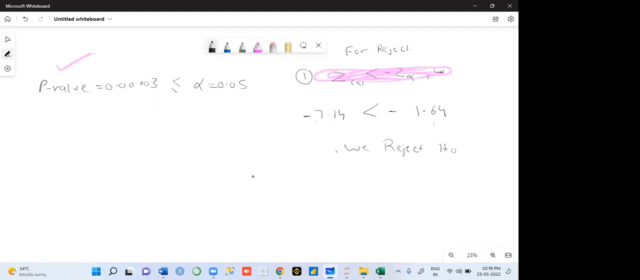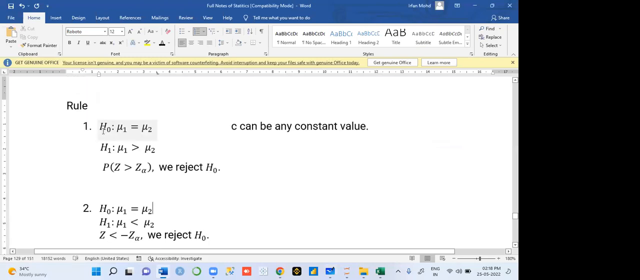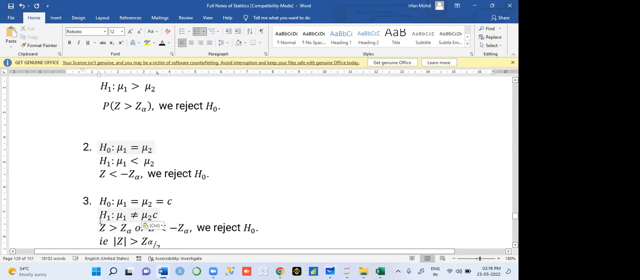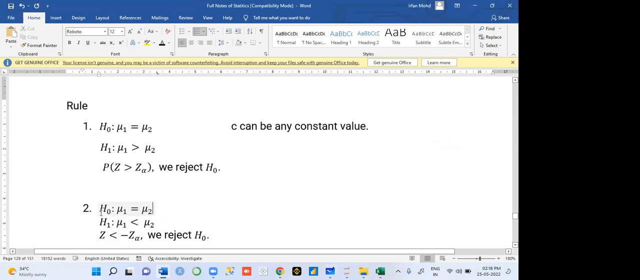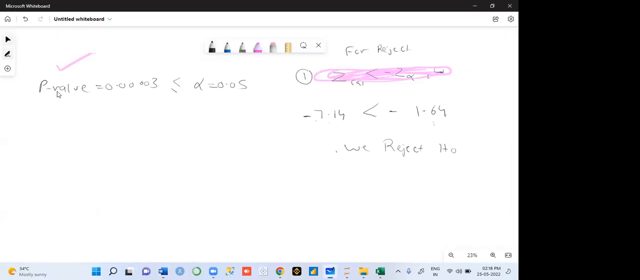There are three rules. Rule number 1, rule number 2, rule number 3. But when you're doing software, this rule is not needed for you. Software by default calculates and gives you the p value. So you don't have to worry. So don't go into the depth of this. Clear?